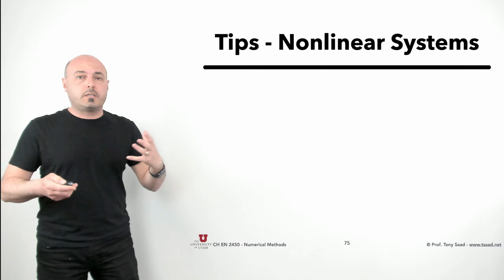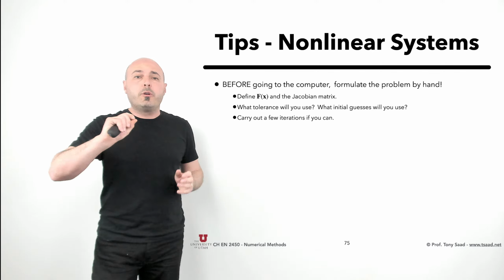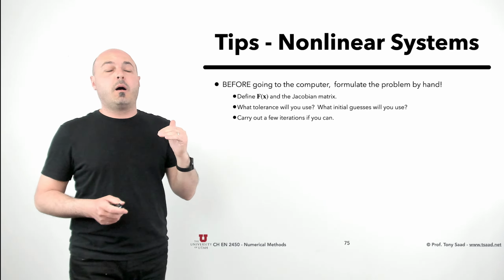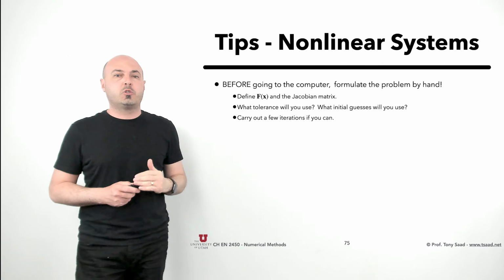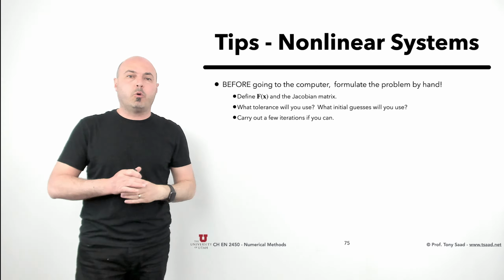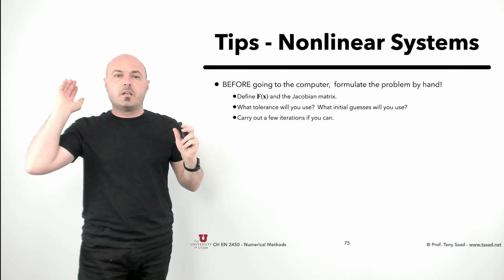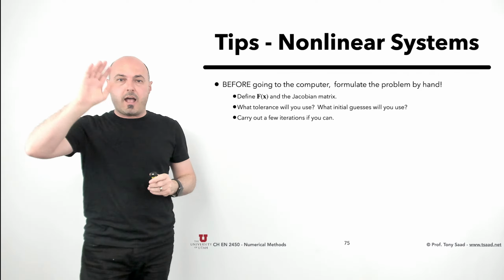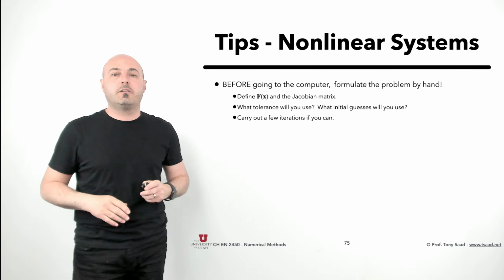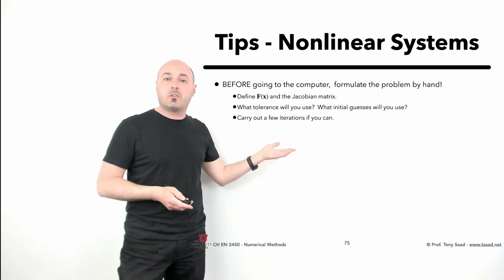Some tips when you're dealing with nonlinear systems: before you go to the computer, just formulate the problem by hand, define what your residual functions are, the vector of residual functions. Once you stick to an order of equations, you have to respect that order, f1, f2, f3. Don't change the order, don't change the signs, just stick with that, okay? Carry that along in your entire derivation. Define what tolerance you want to use, what the initial guesses are.